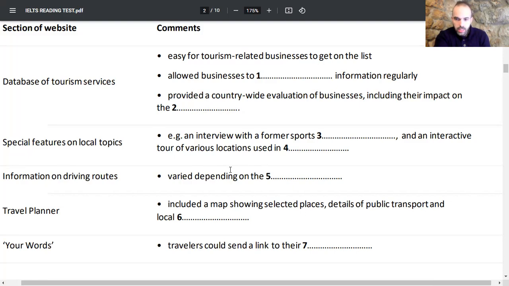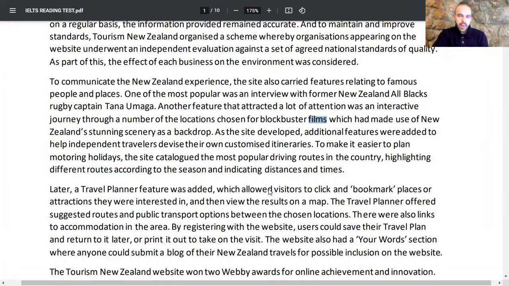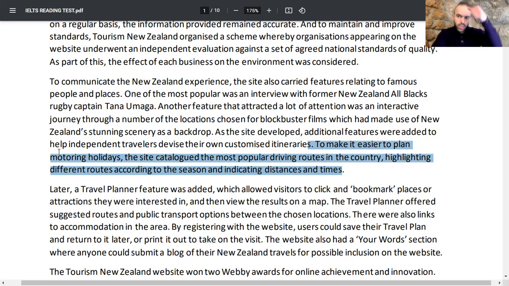Number 5 says information on driving routes varied depending on the what. The keywords here are driving routes, varied and depending on. The answer is given at the end of paragraph 3. If you start reading with this, to make it easier to plan motoring holidays, the site cataloged the motoring, by the way, motoring is a synonym of driving. In the text, we use motoring instead of driving, so that would help me to continue reading as I'm getting closer to the actual answer.